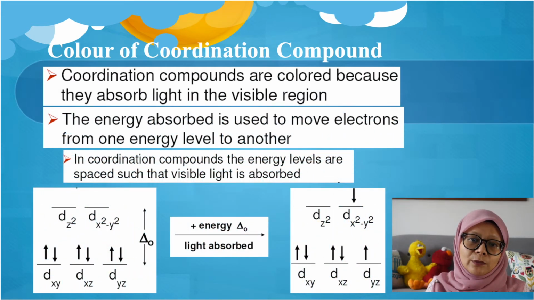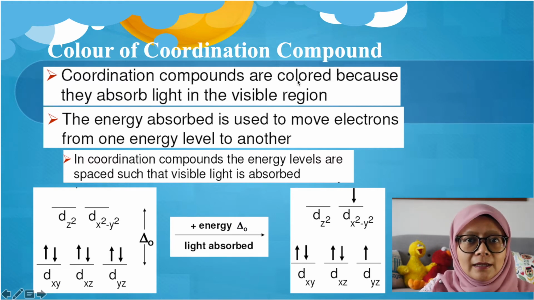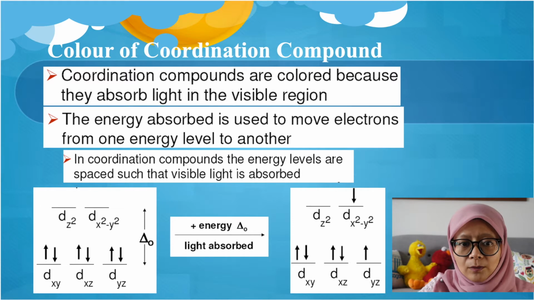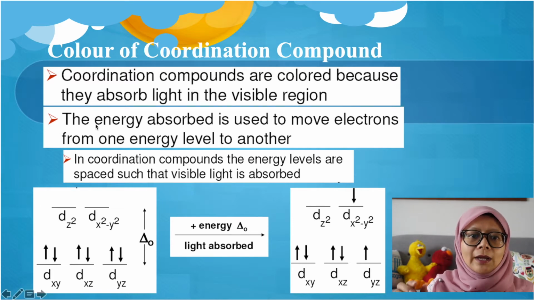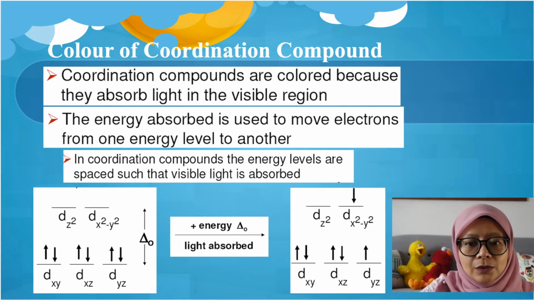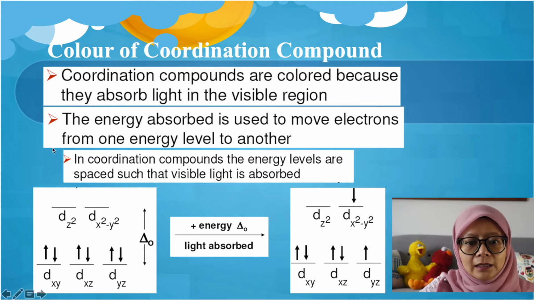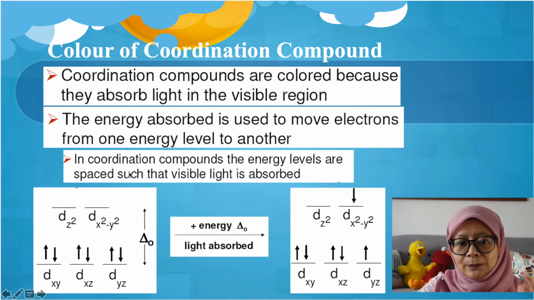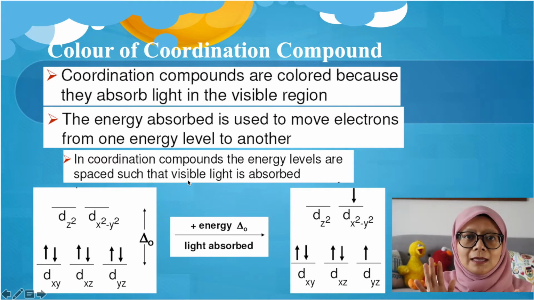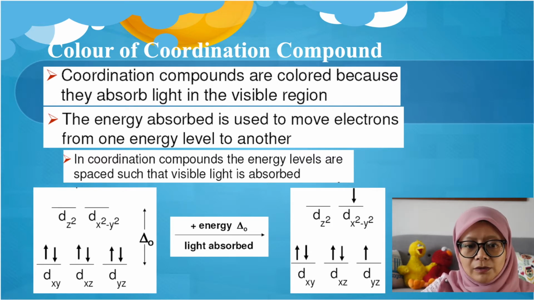The coordination compounds are colored because they absorb light in the visible region, and other than that, we need to have empty d orbitals. When these coordination compounds absorb the light, the energy absorbed is used to move the electrons from one energy level to another. In coordination compounds, the energy levels are spaced such that visible light is absorbed. For example, here I have the 3d6 coordination compound.